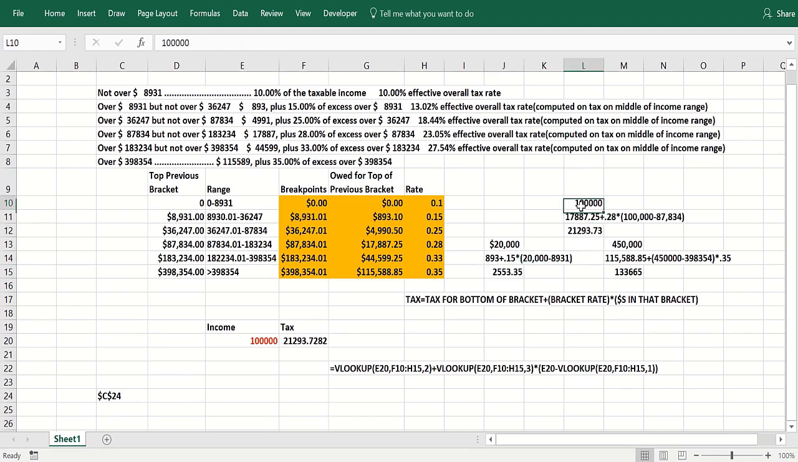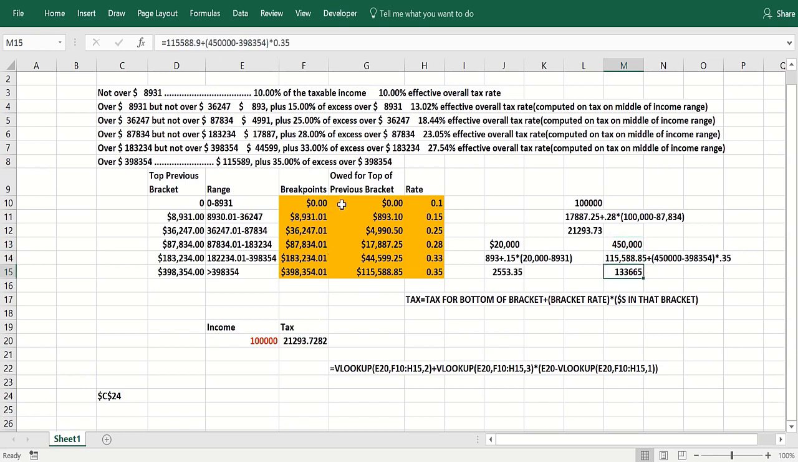Now, what would you owe if you made $100,000? Well, if you're at $100,000, you're in the 87 to 183,234 bracket. Okay, so you'd owe $17,887 for the top of the previous bracket. And then you'd pay the tax rate, 28% for this bracket, times how much money you had made in that bracket, 100,000 minus basically the top of the previous bracket. If you made 415,000, you'd owe 115,589 on the first 398,354, then you take 415,000 minus the top of the previous bracket and pay 35% on that.